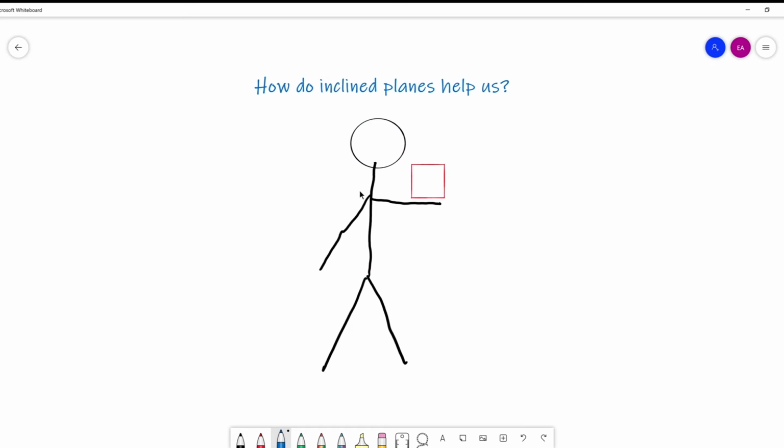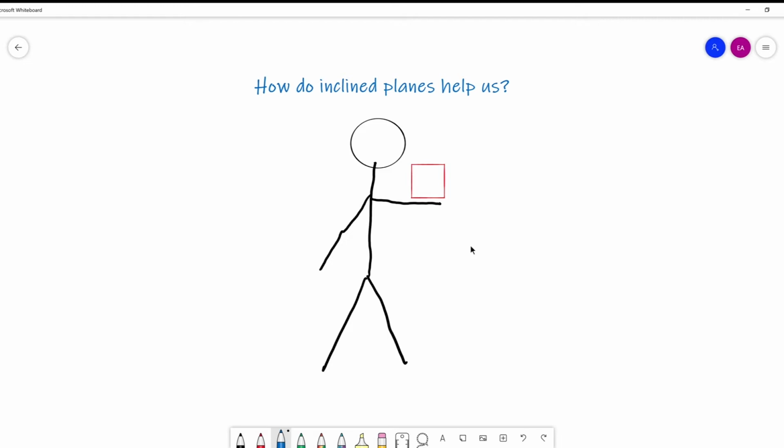So now we know what inclined planes are and that we see them in everyday life, but why do we see them in everyday life? Why do they help us so much? Well, to answer that question, let's first think about what happens if we don't have a simple machine. Take this stick figure, for example. It's trying to lift up the box off the ground.